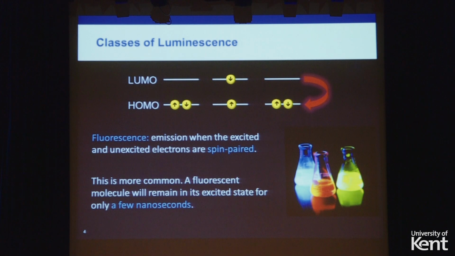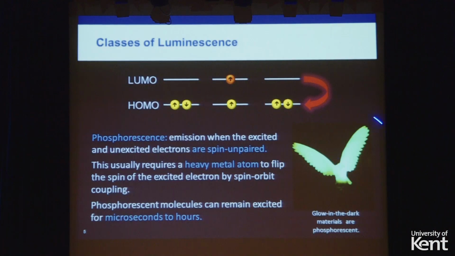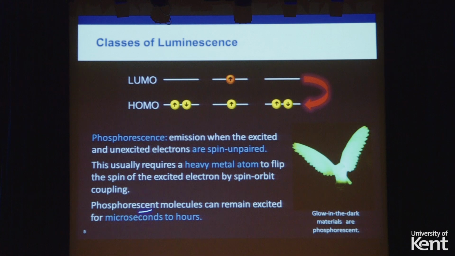Now if we think about phosphorescent materials, or glow-in-the-dark materials that we all know and love, that process is obviously much longer. When we turn off the light, that emission happens for a much longer time, and it can happen on the order of microseconds to hours.